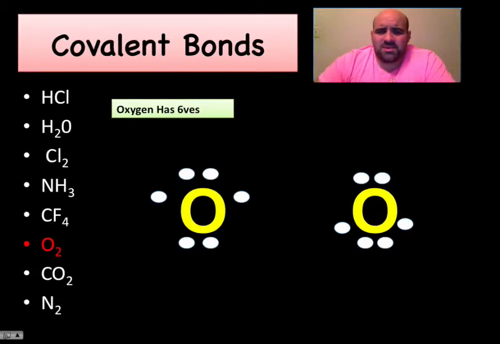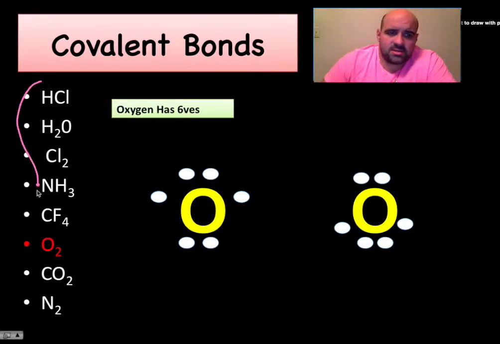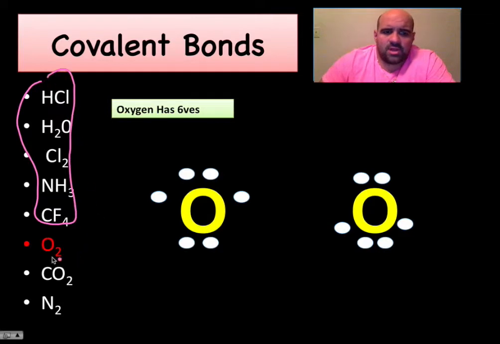Hi, this is Mr. Spone here, and we're going to finish looking at some simple Lewis structures for covalent bonds. In the last video, we looked at all of these molecules, and now we're going to look at some slightly more complicated ones, some double and triple bonds.